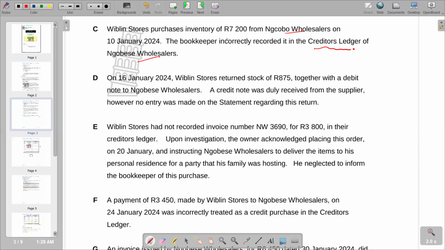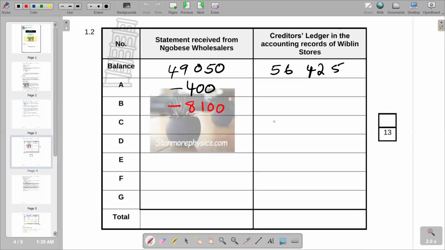So we're saying this 7,200 that we put in the wrong creditor's account is not supposed to be there, because it doesn't belong to that creditor, but it belongs to the other wholesaler. So basically, in the creditors ledger column, we're going to subtract 7,200 because it does not belong there. So we go to C, under creditors ledger, and we say minus 7,200. So that's what we need concerning that.